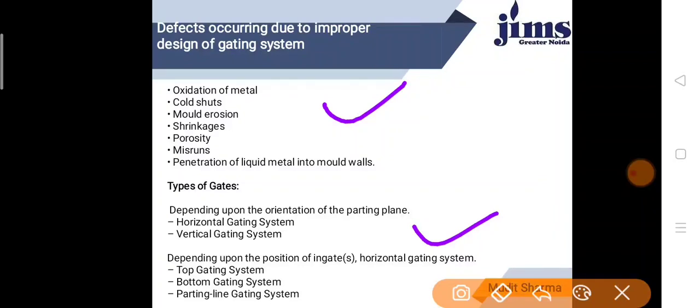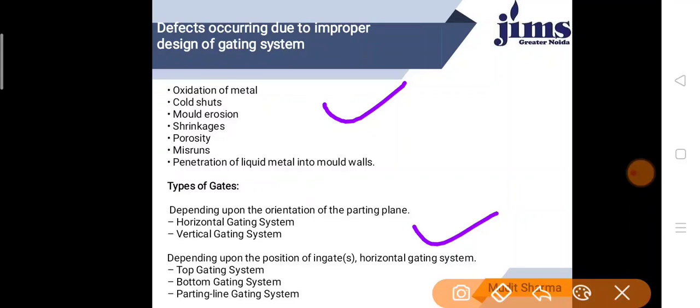The second one is the bottom gate. Bottom gates are used in this case where turbulence or mold erosion is the least, but the time taken to fill up is more. In this gating system, directional solidification is difficult to achieve because the metal continues to lose heat into the mold cavity. That is why these gates are best suited for large size castings.